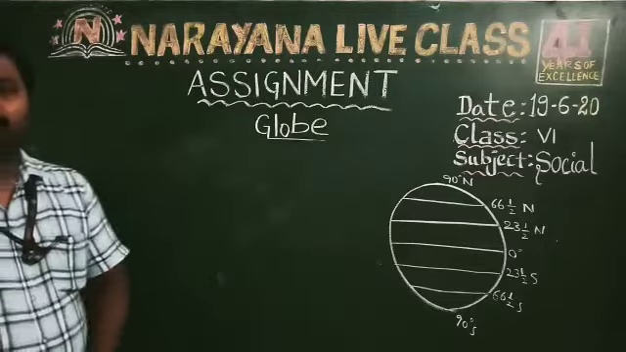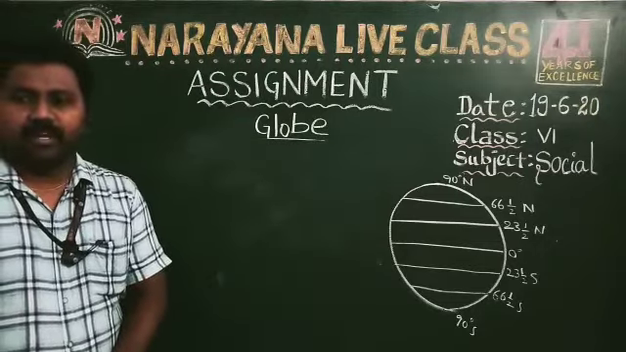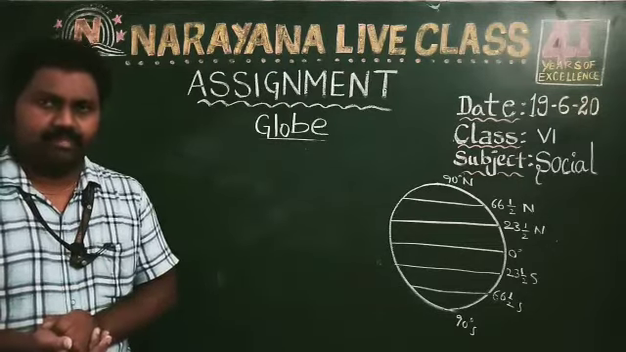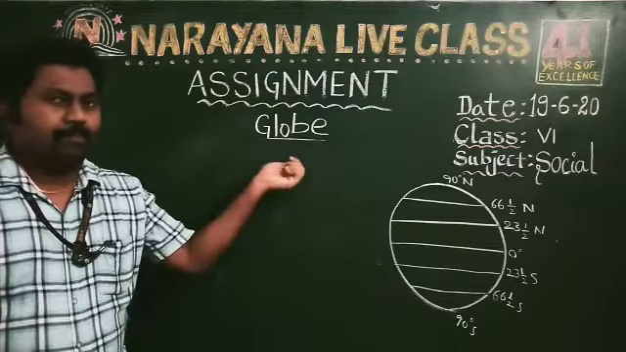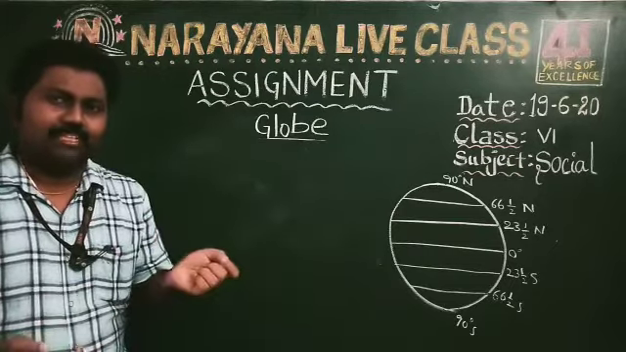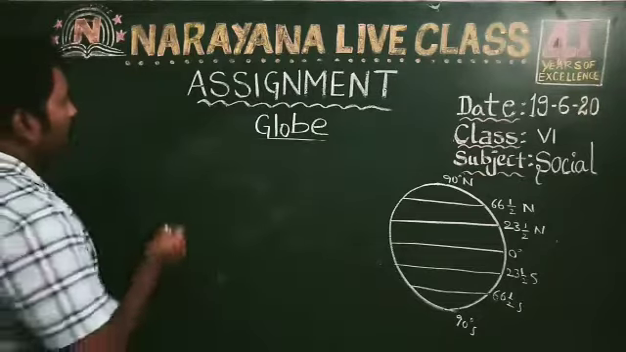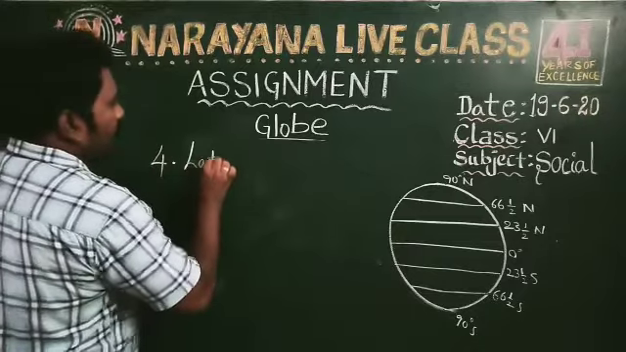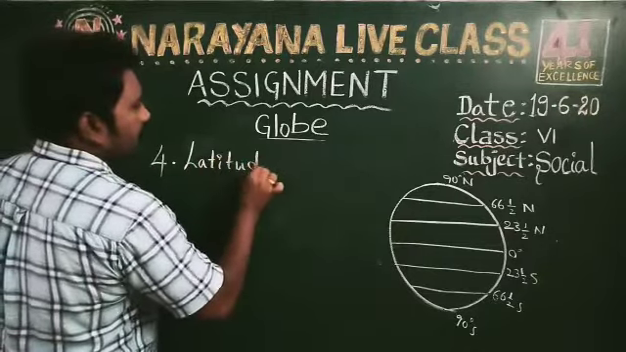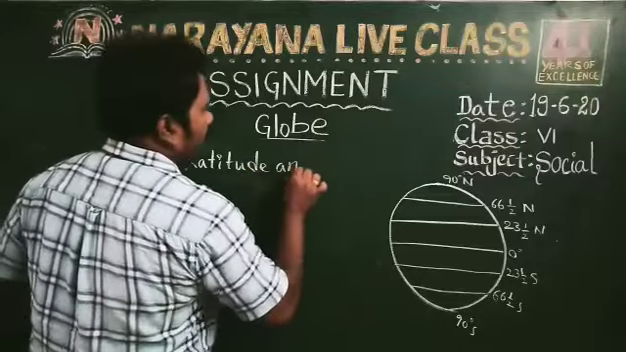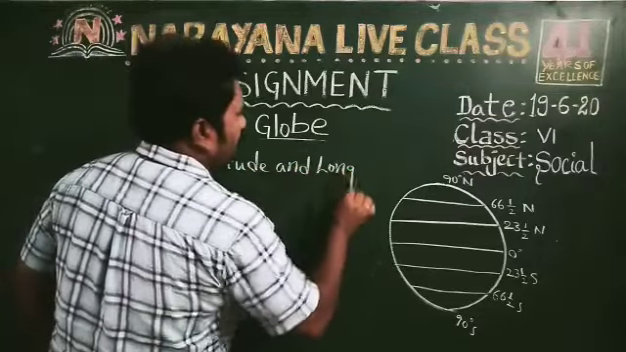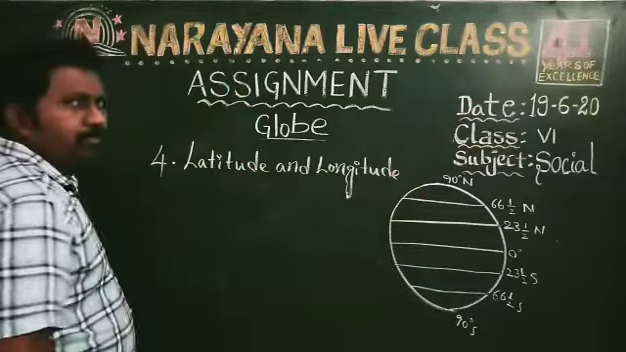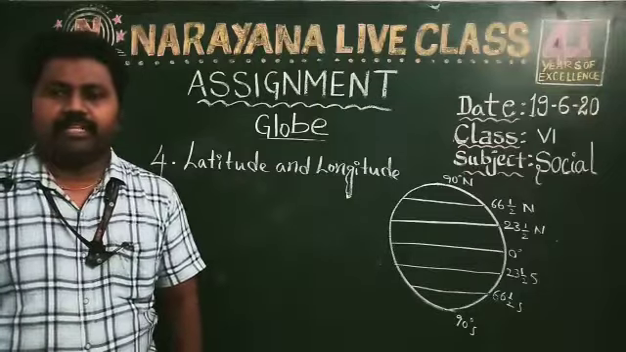The fourth question is, what are the two types of lines needed to locate any point on the Earth's surface? The chapter name itself has it: one is latitude and the other is longitude. So the fourth question's answer is latitude and longitude. Now let's move on to the fifth question.